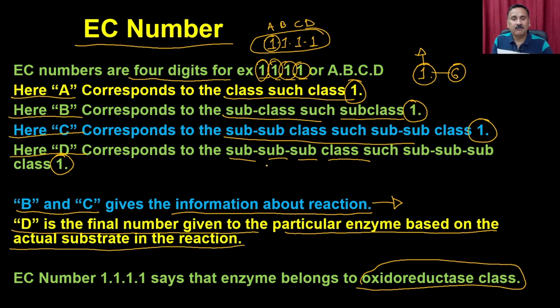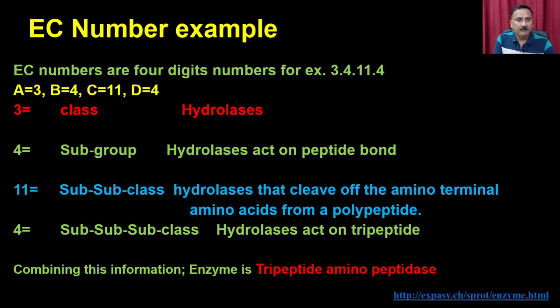So you see, from the Enzyme Commission number you get the full information. You get the information about which class it belongs to, what kind of reaction it is catalyzing, and what substrate. That's why the Enzyme Commission number is a very, very powerful tool, and it helps scientists get the full information about that particular enzyme. Now we'll take some examples of Enzyme Commission numbers and understand what they mean. So EC numbers are 4-digit numbers, as we said.